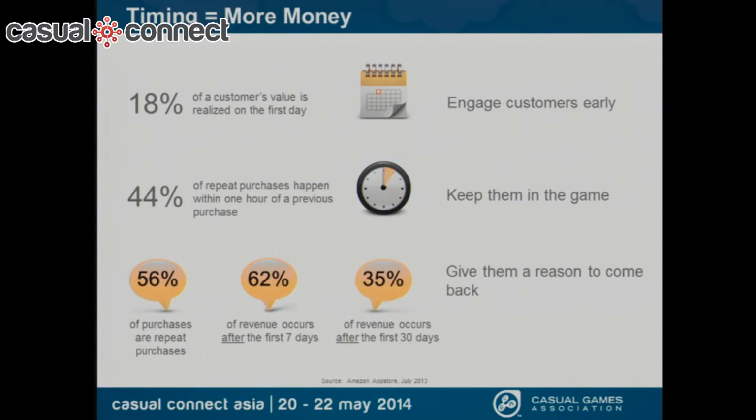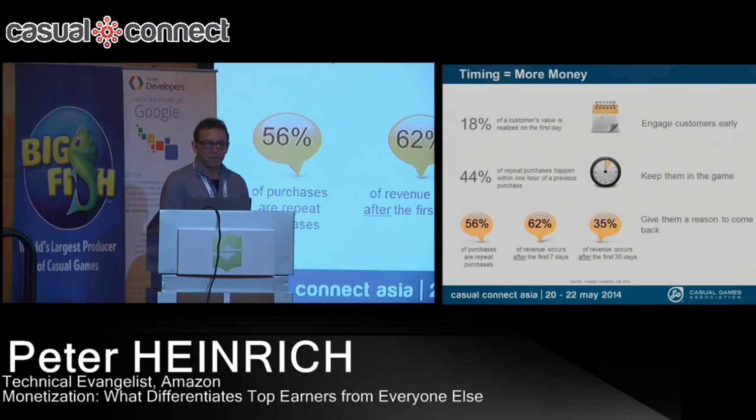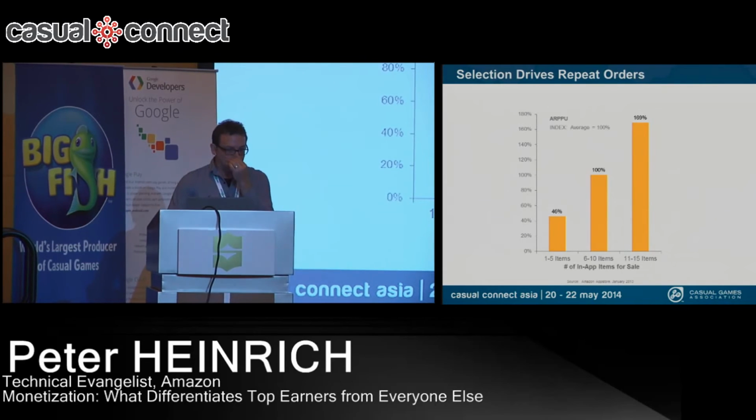And then you also want to give them a reason to come back, because more than 50% of all purchases are repeat purchases. Almost 2/3 happen after the first week. So despite that drop-off in activity, you still have a long tail of potential earnings. And almost 1/3, or more than 1/3, actually happens after the first 30 days.